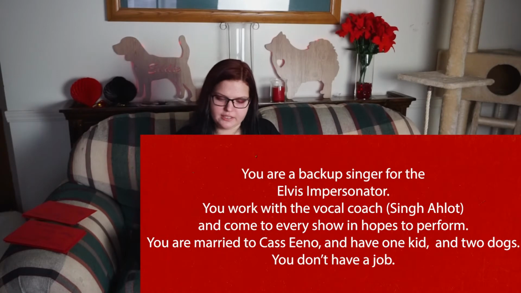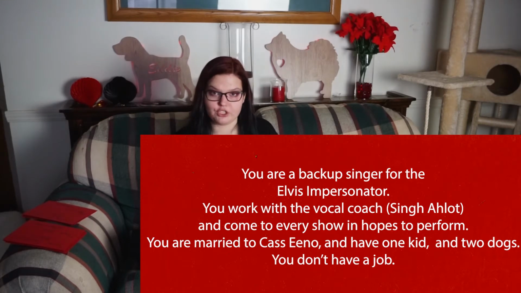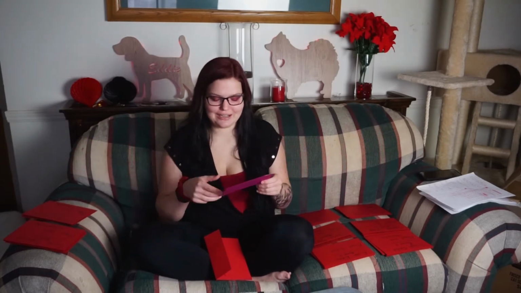And then we'll go with Evie Eno, who was played by my sister. And Evie's first clue is, you are a backup singer for the Elvis impersonator. You work with the vocal coach, sing a lot, and come to every show in hopes to perform. You are married to Cass Eno and have 1 kid and 2 dogs. You don't have a job. And my sister pointed out the flaw in this. Technically being the backup singer is a job, but later it just got all funny. So it should say she doesn't have another job. So that is Evie's first clue.